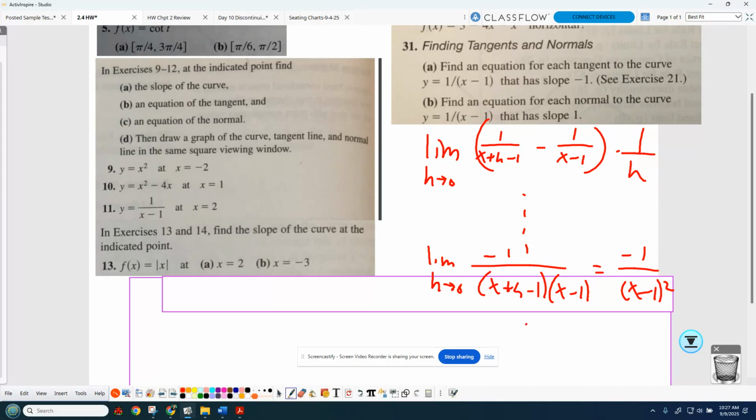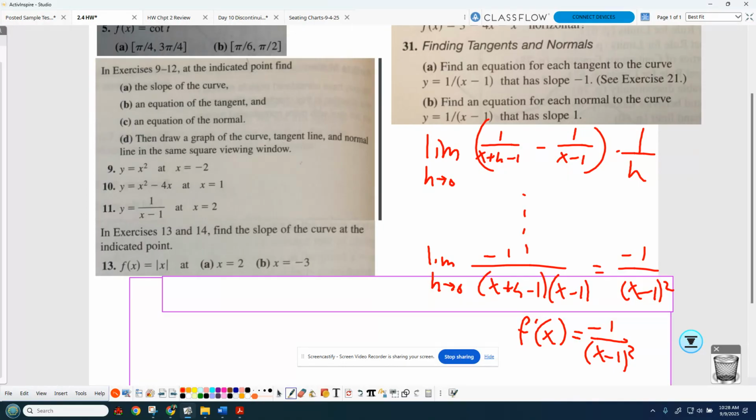So kind of what I'd like to see is the equation for the slope. So f prime of x is this. And then if it asks something like, now give me the equation of the tangent line.